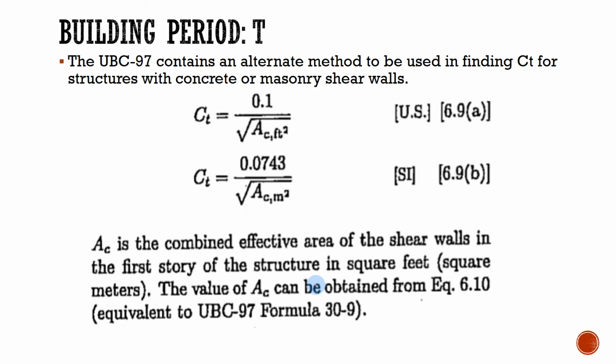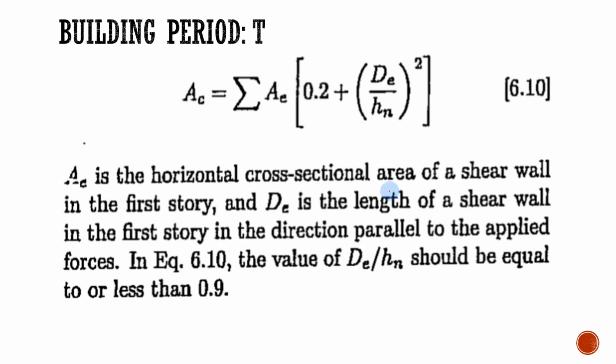But the UBC 97 contains an alternative method to be used in finding CT for structures with concrete or masonry shear wall. So kung dili ka gusto itong mga values, pwede nimo i-solve using these formulas guys na presented here. Kanang una naka US customary, then ang ikaduha naka SI na siya. Okay, so wherein AC is the combined effective area of the shear walls in the first story of the structure in square feet or square meters. So the value of AC can be obtained from this equation here.